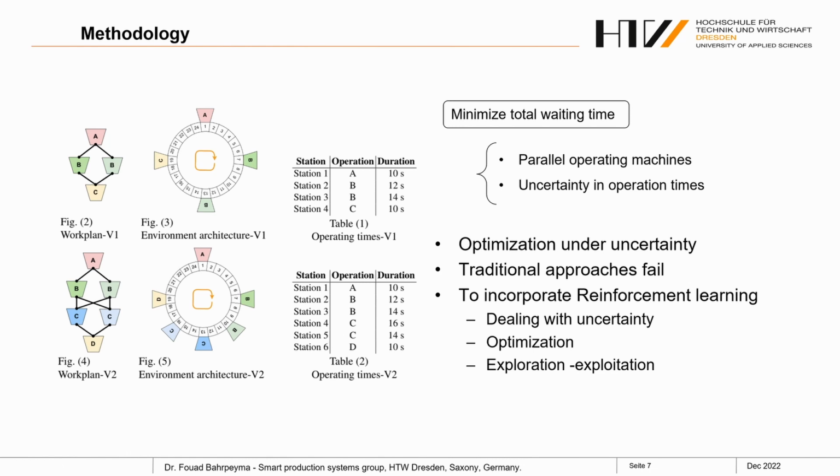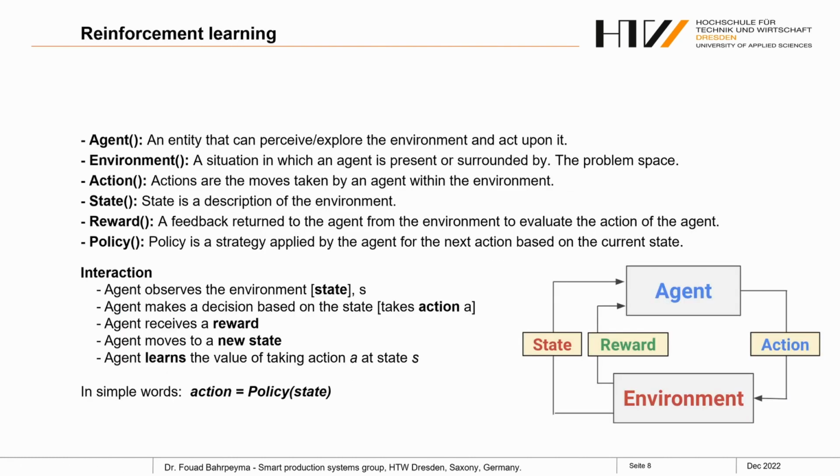In this research, we propose to use reinforcement learning to address this scheduling problem, while the objective is to minimize total waiting time or mean waiting time in the presence of uncertainty in operation times. Reinforcement learning is an algorithm that is specifically designed to deal with uncertainty.